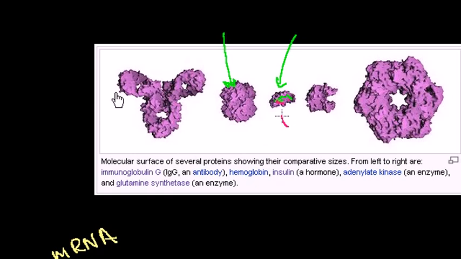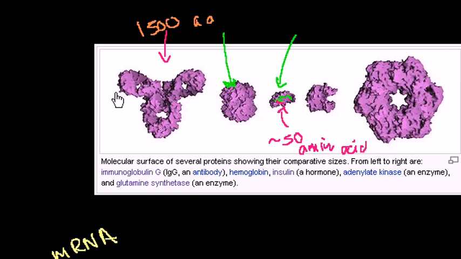But this right here is approximately 50 amino acids, I forgot the exact number. This right here, immunoglobulin G, which is part of our immune system, is roughly 1,500 amino acids.